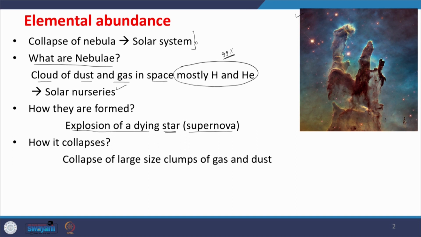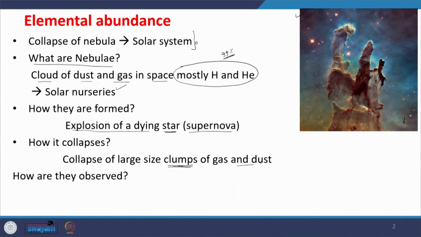And how does it collapse? Because the nebula consists of dust and gas, and this dust and gas are spread through a large area. However, because of the presence of gravitational force between this dust and gas, they will come together, and as they undergo gravitational attraction, slowly the size of the cloud becomes bigger and bigger, and it becomes stronger and stronger. And when this entity becomes so big that it starts collapsing, that leads to the formation of things like the solar system. So, that is how the elemental abundance in the solar system is linked with the explosion of nebula.